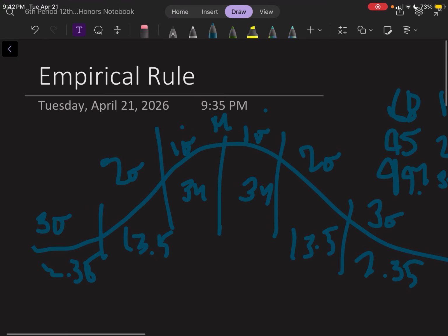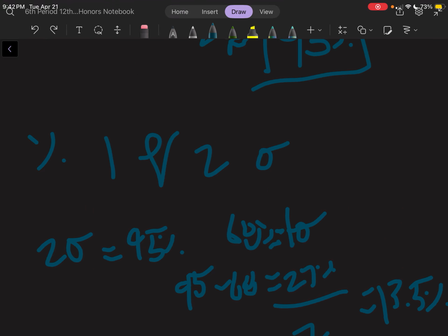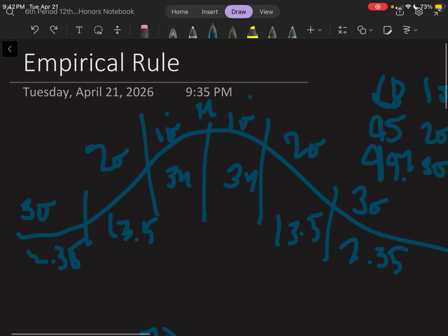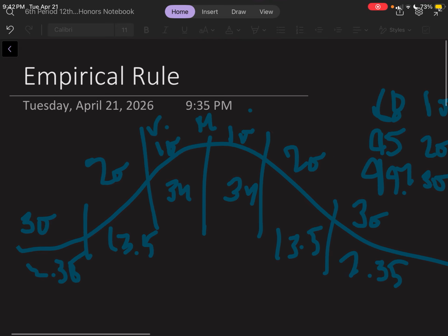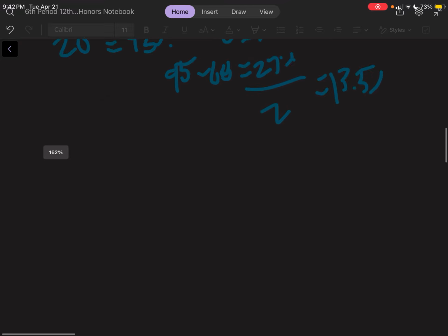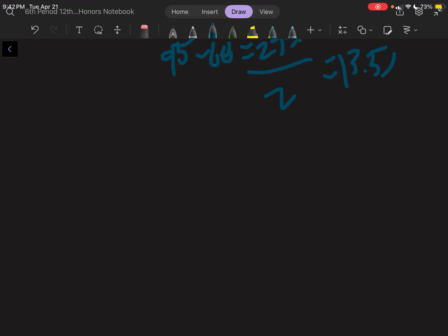This 13.5, the way you answer this question, I would say, is that 13.5% is between 1 and 2 standard deviations on one side.